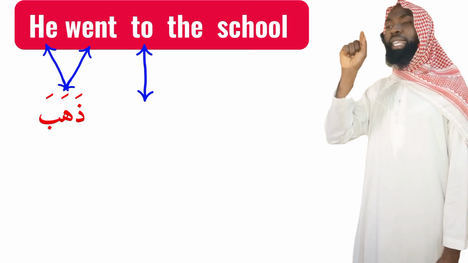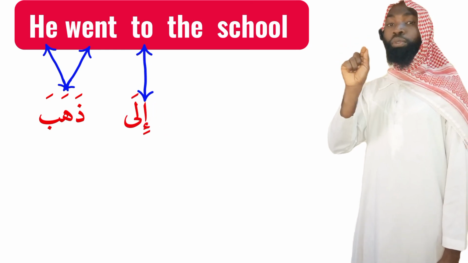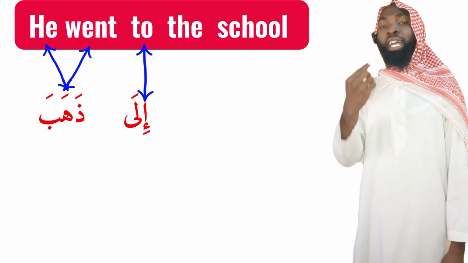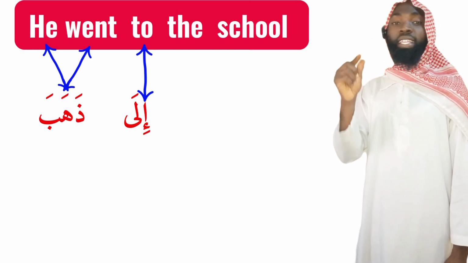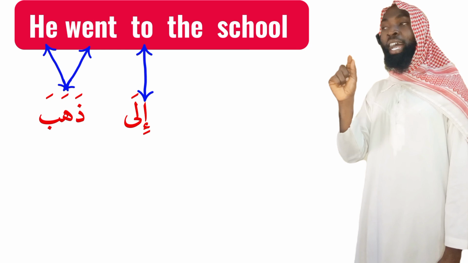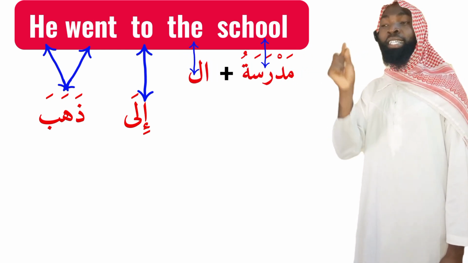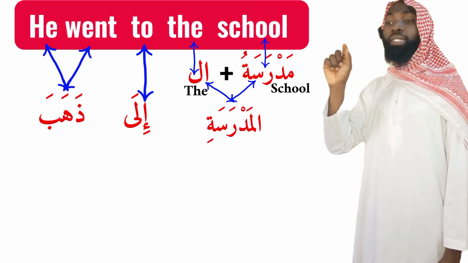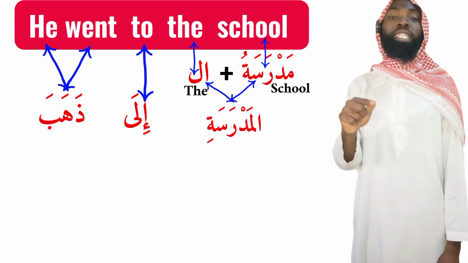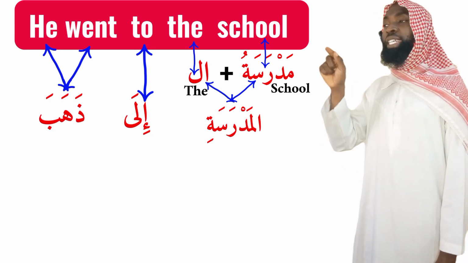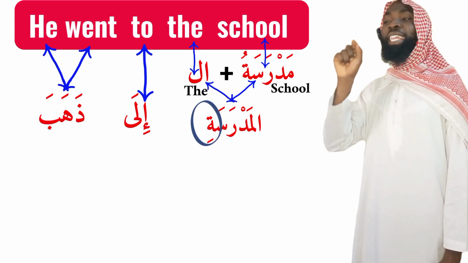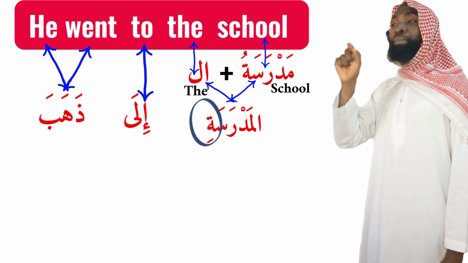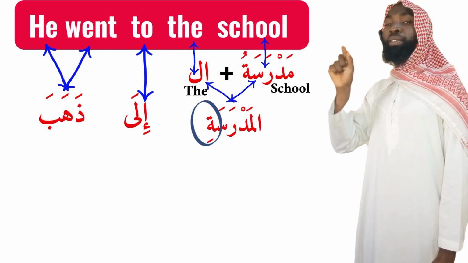Then "to" means ila. Ila means what? To. This is a harful jar, meaning a preposition which changes a noun into the genitive case carrying kasra. So when you have ila, al-madrasa means school, but originally al-madrasatu is the right pronunciation, but because it appears after ila, it ends with kasra. So we have ila al-madrasati, to the school. Dhahaba ila al-madrasati, he went to the school.